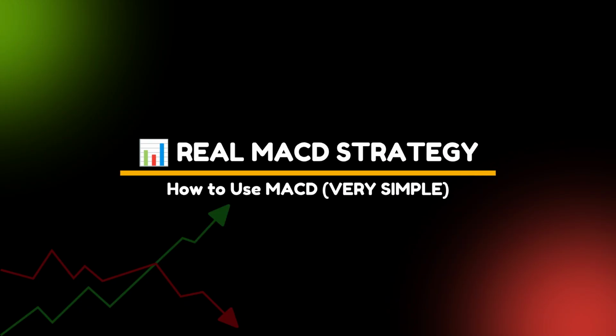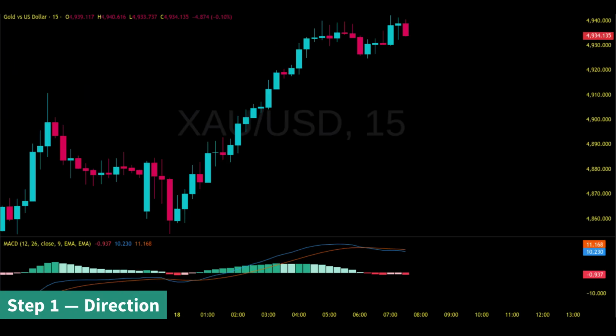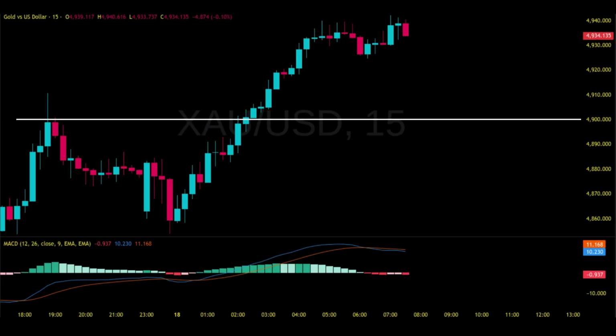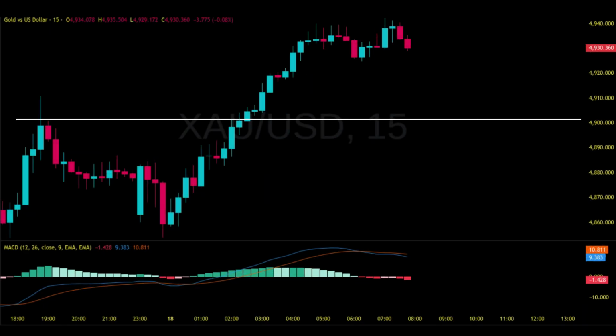Real MACD strategy. How to use MACD correctly, very simple. Look at this XAUUSD chart. Step 1, direction. The first thing you must do is identify the trend. Higher highs, higher lows. The market is going up.